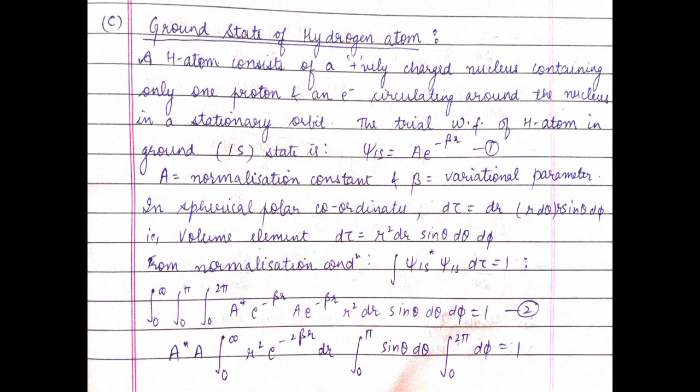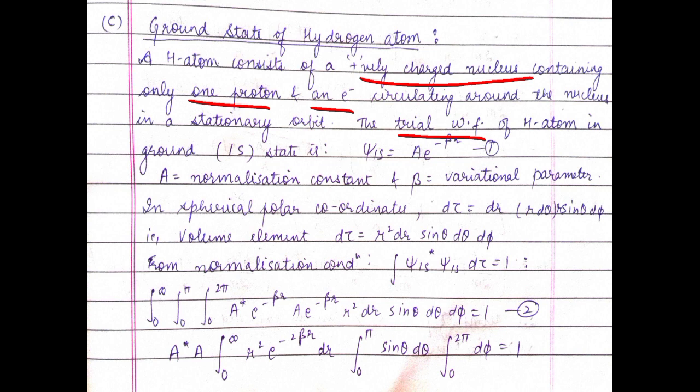Now we know that a hydrogen atom consists of a positively charged nucleus in which there is one proton and one electron, and this electron circulates around the nucleus in a stationary orbit. So this is the basic thing which every one of us knows. So now we will find the trial wave function of the hydrogen atom.